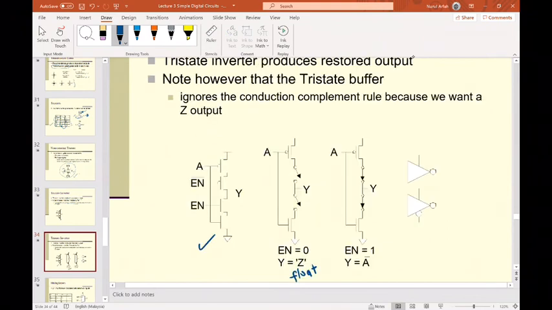So how many states? We have A here, and then the enable. You have enable 1 and also the negate of enable. And then you have the Y. So you have three states.